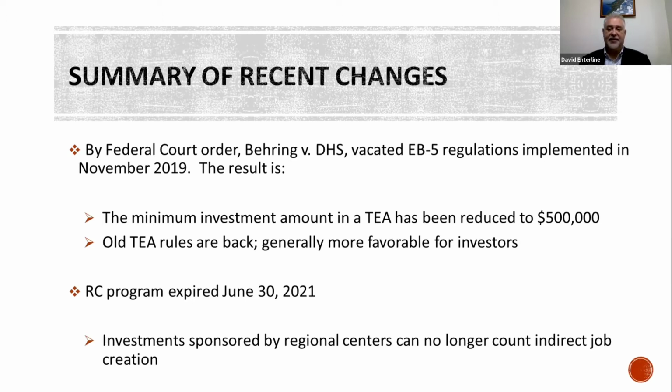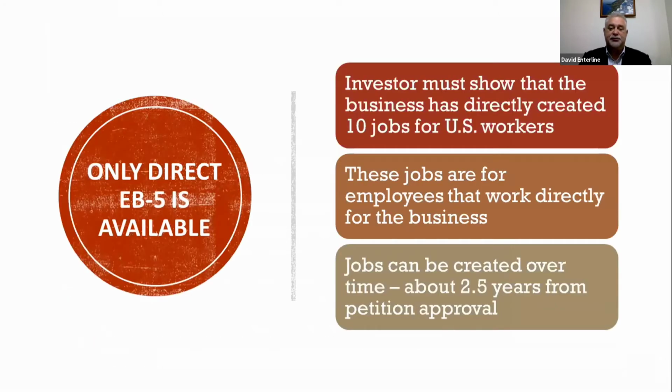The second event that happened, I mentioned, was the Regional Center Program expired on June 30, 2021, just three and a half months ago. Now, this means that investments sponsored by regional centers can no longer count indirect job creation. And this means that there's no more ability to take advantage of the additional jobs created. So you have to hire people directly in the business. That's this next slide. I'm summarizing that. Investors now must show that the business has directly created 10 jobs for US workers, so they actually work in the business.